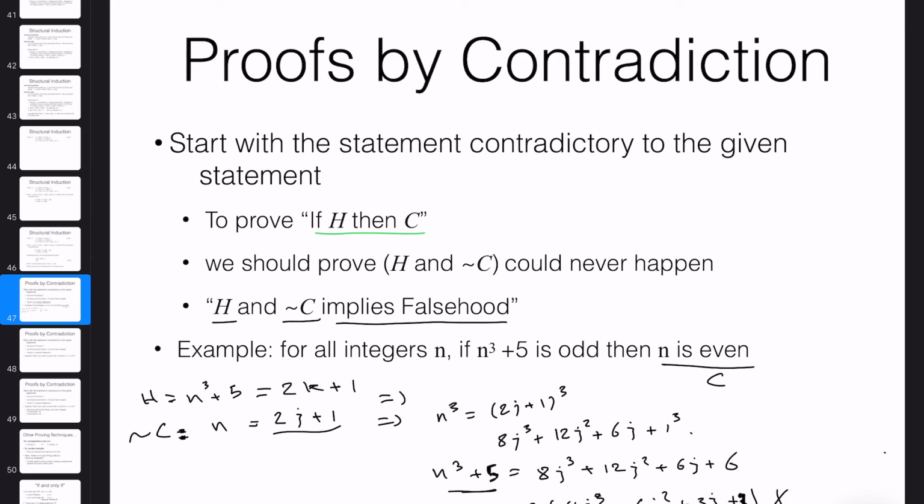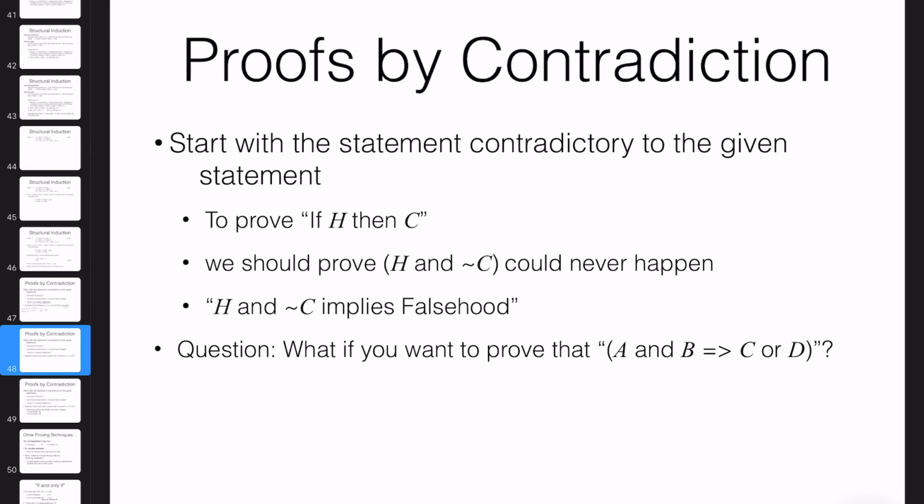Okay, so basically in any proof by contradiction, you assume that the hypothesis is correct, but the conclusion is false, and you reach a contradiction at the end. Here I just have a question for you. Assume that you wanted to prove a statement that tells if A and B is true, then C is true or D is true. If you are going to prove this by contradiction, what should we do?